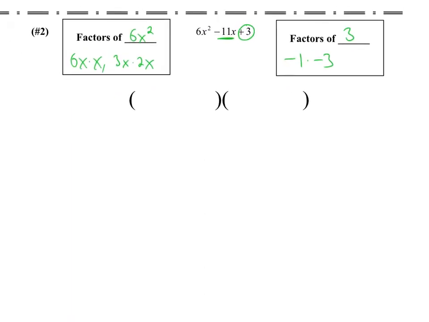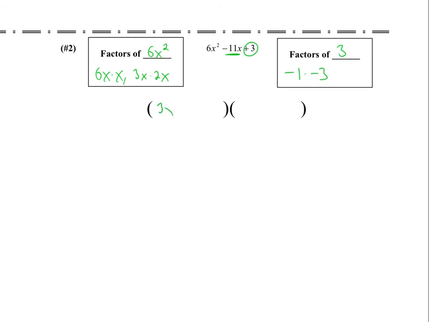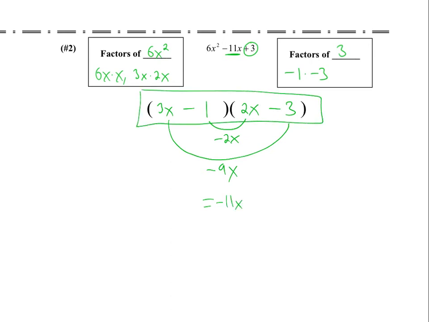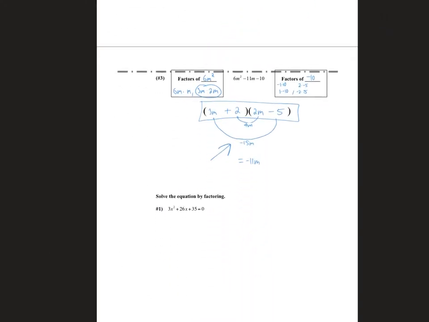So we need the correct factorization, so I'm going to try 3x and 2x. It's not always going to be the case, but I feel like those are more common. Then what factors are we going to put where to end up with negative 11x? Well, if I put minus 1 right here and I put minus 3 right here, this is going to be negative 2x, and this is going to be negative 9x, which equals negative 11x. So this is the correct factorization. 3x minus 1 times 2x minus 3. All right, sounds good. Let's move on to the next ones here.